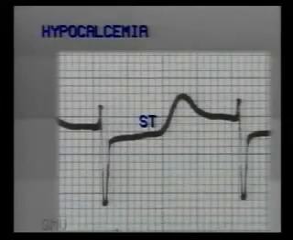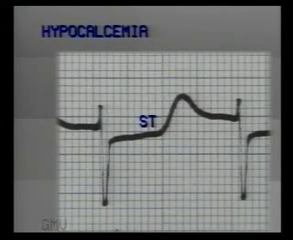See this ECG of a patient with tetany. The QRS complex is normal, T wave is normal, only the ST segment is prolonged, causing prolongation of QT interval.